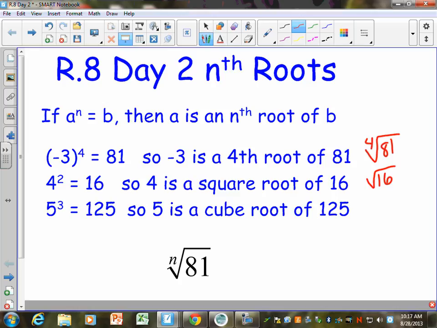But just to give you the terms, this is called the index, that root there. So if it's a cube root, then the index is 3. What's under the radical, that number is called the radicand.